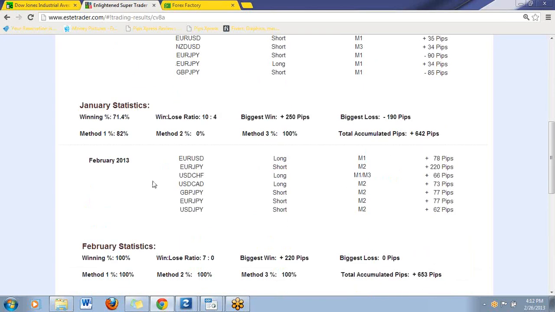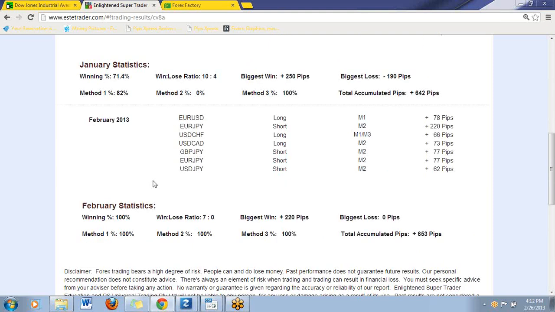February, there's really nothing much in February because we look at the timing. Timing is very important to us. So actually, I'm going to need to update this because we had one losing trade last week. We had 2 wins, 1 loss.